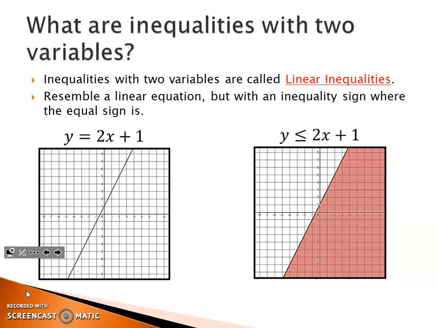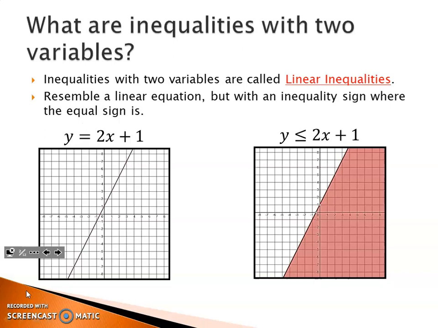Okay, so the first thing that I want you guys to do is we're just going to talk about what are inequalities with two variables. So an inequality with two variables is called a linear inequality. Why do you guys think that we would call it a linear inequality? Well, they resemble our linear equation. The only difference is that there's an inequality sign where the equal sign usually is.